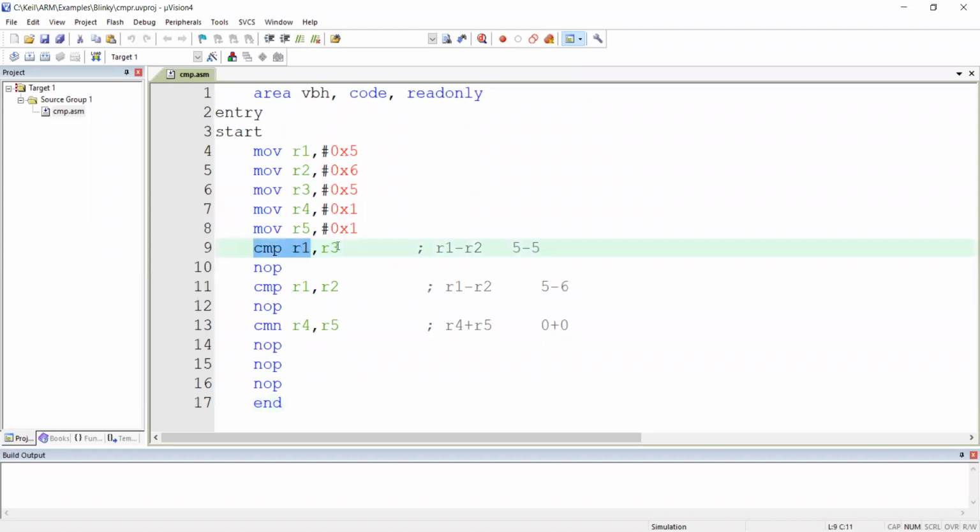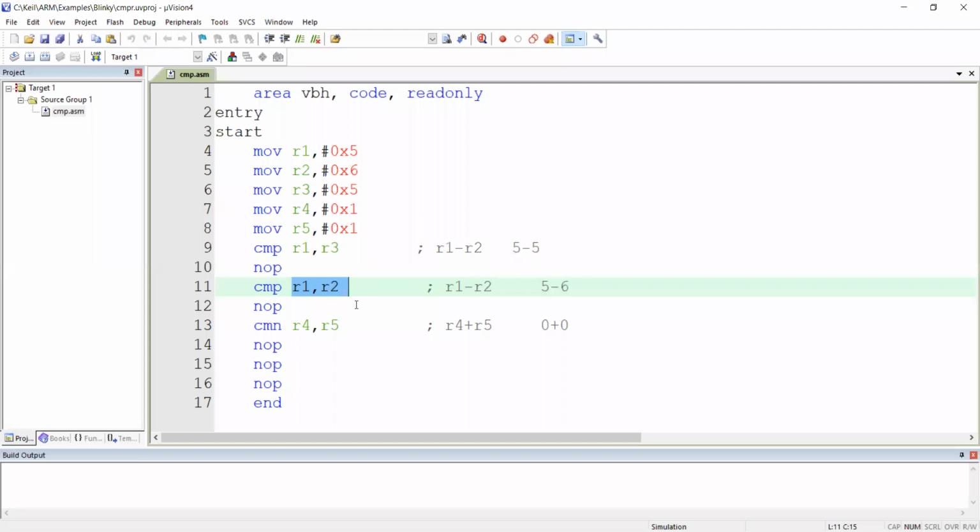So what is line number 9 comparison? Line number 9 comparison, R1, R3. So what is R1? 5. R3 is 5. So what is the answer we should expect once line number 9 is completed? What should be the Z value? Reply. Yes, correct. So line number 11. Line number 11.